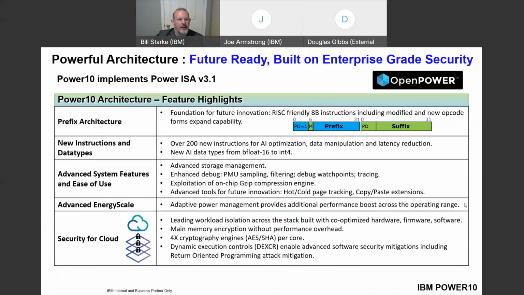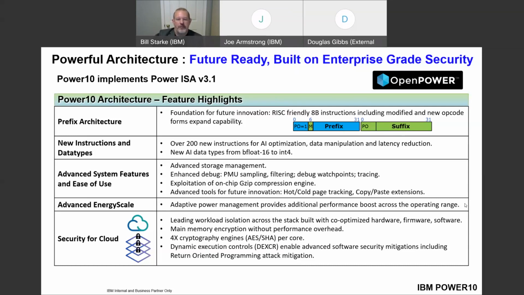The next piece, advanced system features. There's a number for persistent storage. There's some debug. We're doing further exploitation of our gzip compression engine, and there are also some things for the system software to use around the memory: which memory is hot, which memory is cold. There's also something called copy paste, where we can basically send 128 bytes of information atomically. That works really well when you're working with memory clustering. If you want to send messages, it's a great way to atomically send messages.